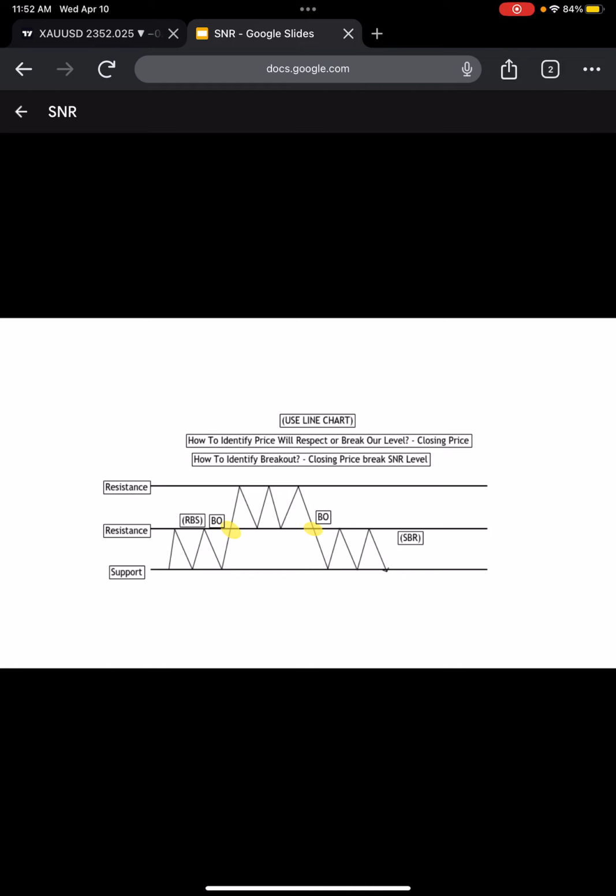Now, how do we identify price will respect our level? By the closing price. And how do you identify a breakout? By the closing price breaking this S&R level. So you use a line chart on the actual chart, and I'll go to that in a minute to show you how that works. But essentially that's all price is doing. It's moving from one level to the next.